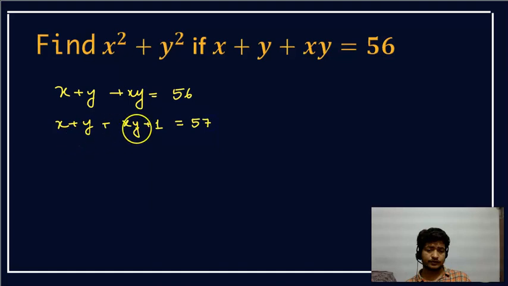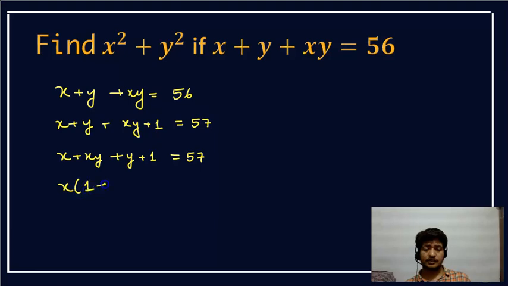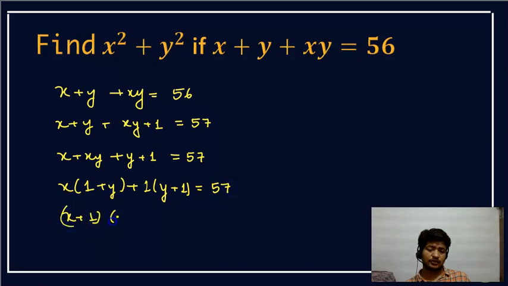Now I can arrange this value. On arrangement you will get x plus xy, and here you will get y plus 1, that is equal to 57. Now if I take the common value x, you will get 1 plus y, and here if you take 1 common, you will get y plus 1, that is equal to 57. Now here you will get x plus 1 and here you will get y plus 1, which are getting multiplied, and that is equal to 57.